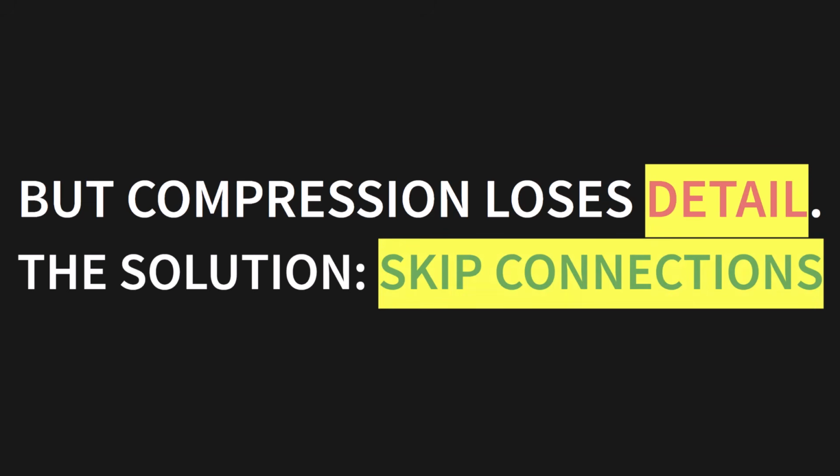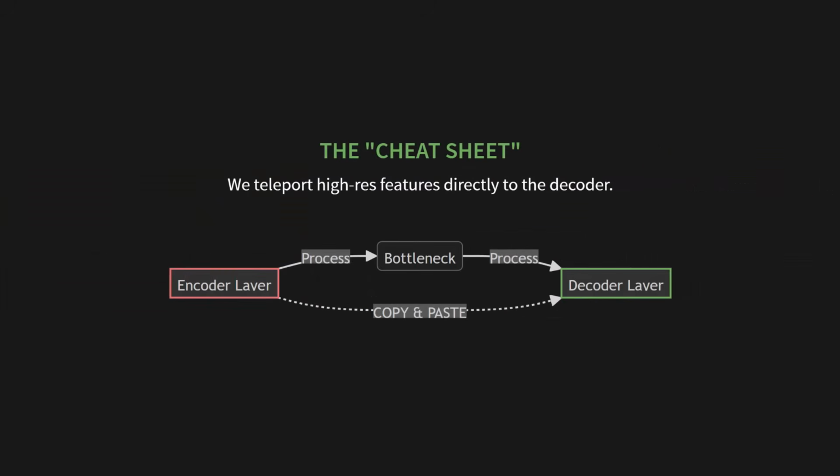But here's the challenge. That compression process, it loses information. A lot of detail gets thrown away on the way down. So how do we get it back? The solution is those skip connections. I like to think of them as a cheat sheet. We basically teleport the high-resolution features directly from the encoder and give them straight to the decoder. Look at this diagram. An encoder layer processes the image, but before passing it down, it makes a copy of its work. Then it just pastes that copy directly over to its partner layer on the decoder side. It's a perfect cheat sheet, giving the decoder both the high-level context from the bottleneck and the fine-grained detail from the side.